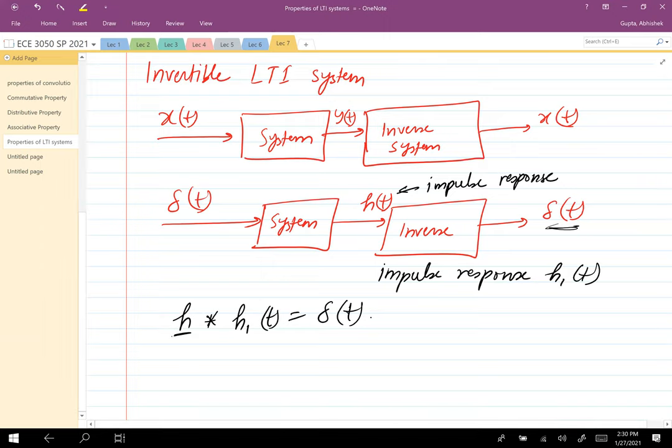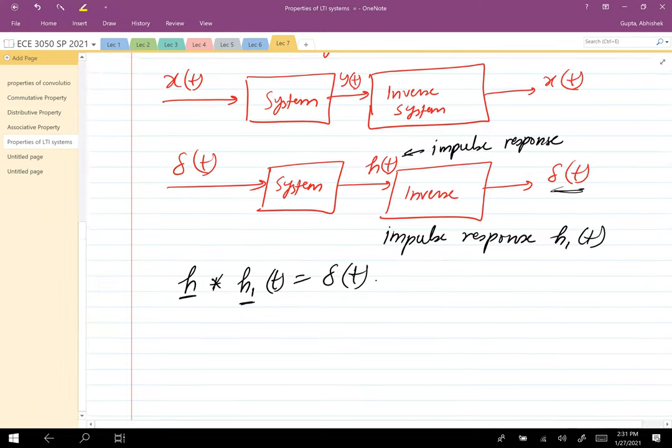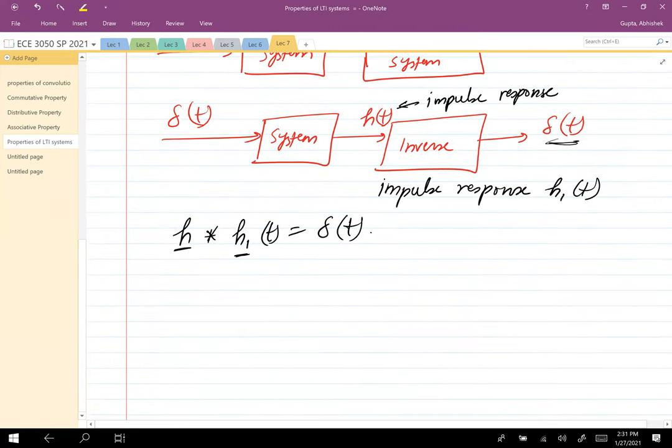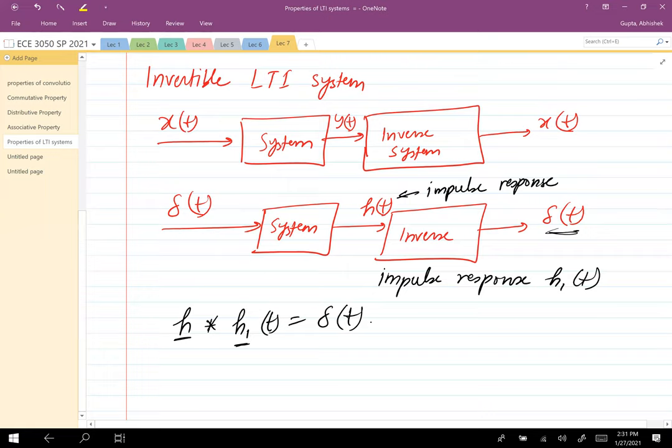So merely by looking at the impulse response of the LTI system, and being able to construct an impulse response of the inverse system, if you can find such an h1 such that h convolution h1 is equal to delta t, then the system is invertible as a whole. So no matter what input you give to the system, by looking at the output, you can reconstruct the input. Let's look at an example. Any questions so far on invertible LTI systems before I jump onto the example?